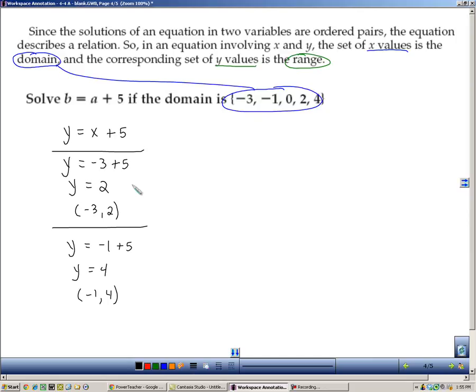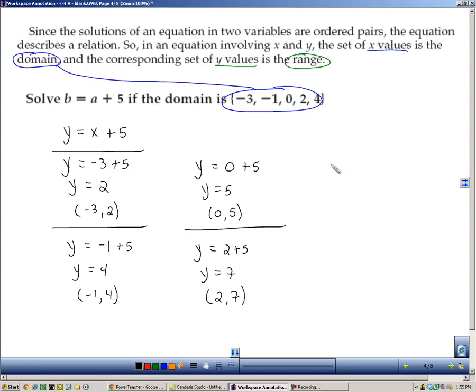Now again, I'm using the words x and y. This started out being a's and b's. Try not to get confused by that. Next one is a 0, so y equals 0 plus 5, which is 5. So when I plugged a 0 for x, I got a 5 for y. Next one is a 2, so y equals 2 plus 5. 2 plus 5 is 7, which means y equals 7. When I plug a 2 in for x, I get a y of 7. And the last one is 4. y equals 4 plus 5, y equals 9. So when I plugged in a 4, I got a 9.